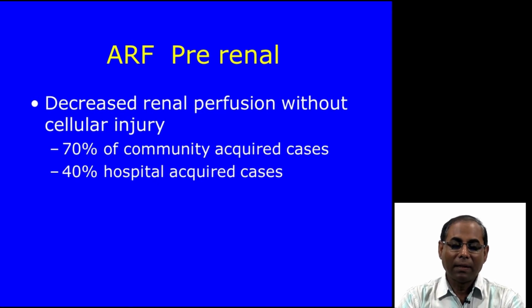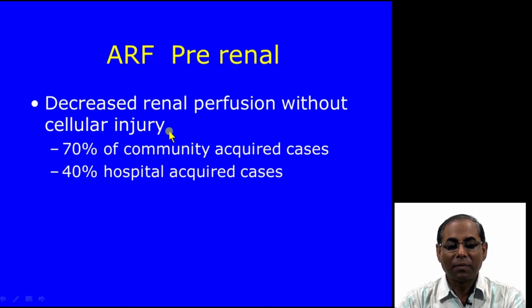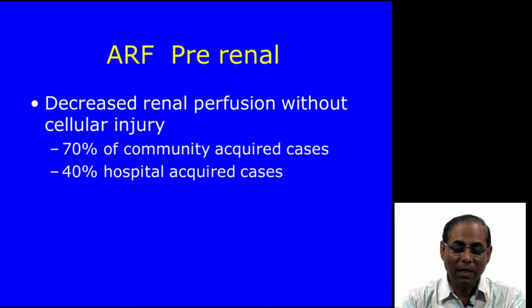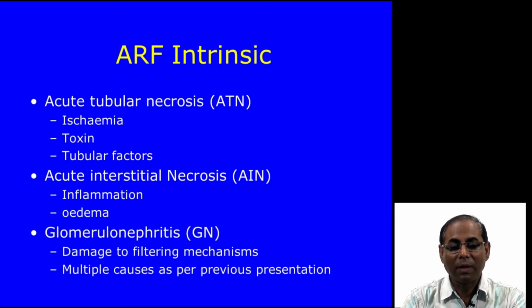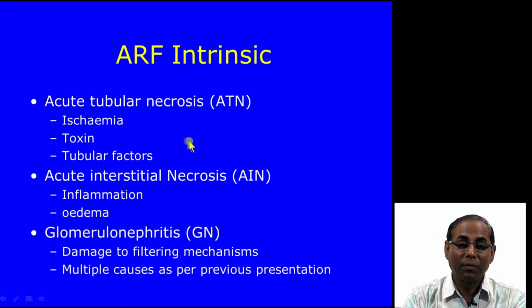Now, prerenal, I think just to summarize, is decreased renal perfusion without any cellular injury in the kidney. It accounts for 70% of the community acquired cases, and it can occur in several situations. So, we may not go into the detail, and in the seminar maybe you can listen more about it. Now, we will focus on acute renal failure due to renal causes.